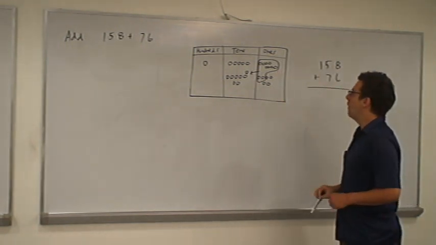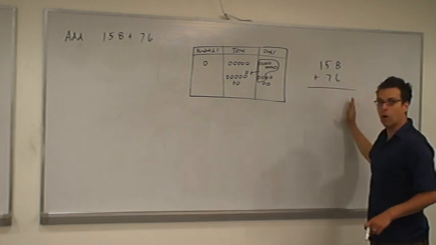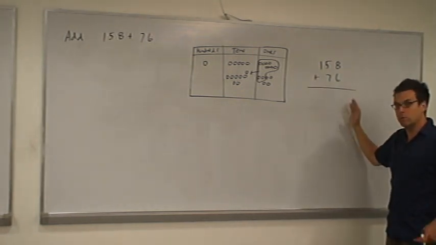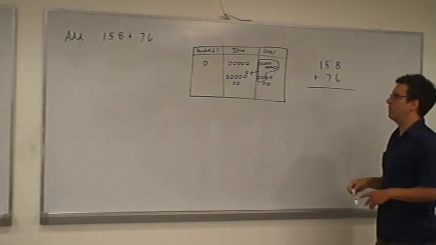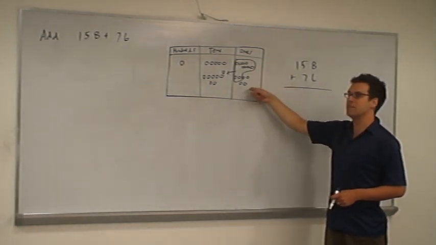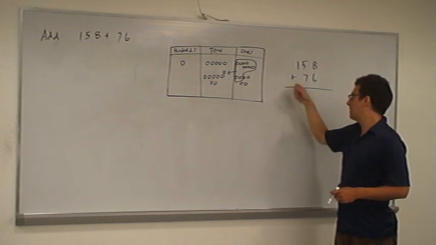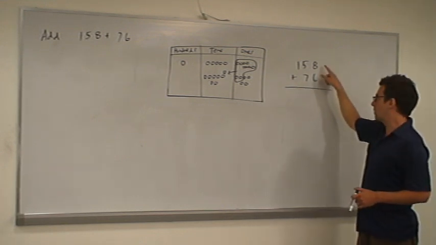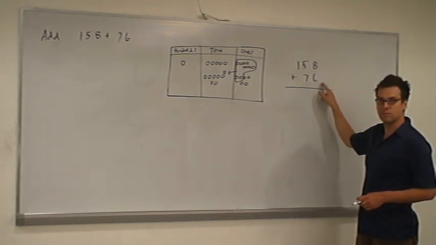Okay? Now, how would that step translate over to the algorithm? Well, we would do exactly the same thing. We would just do it without circling chips. Really, all we did over here was we added 8 to 6. We got 14. That's what's going to be done here. We're going to add in the ones place. 8 plus 6 is 14.